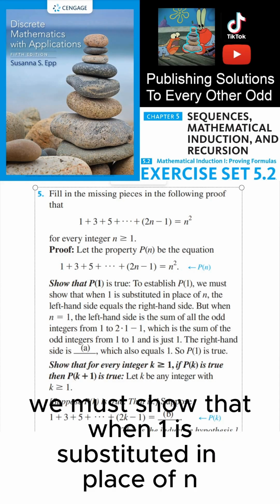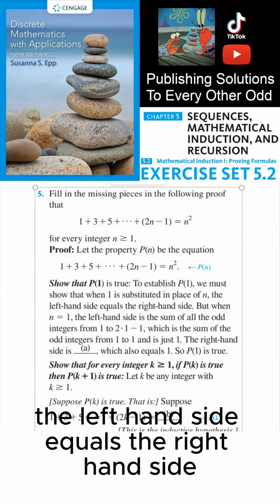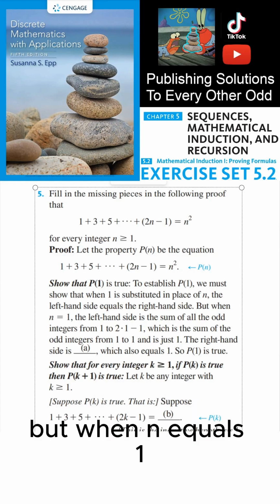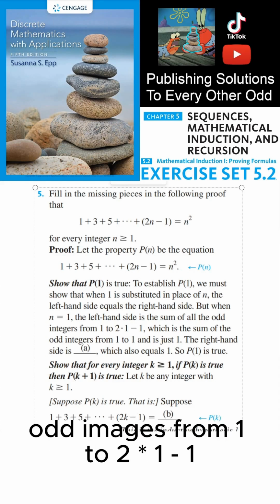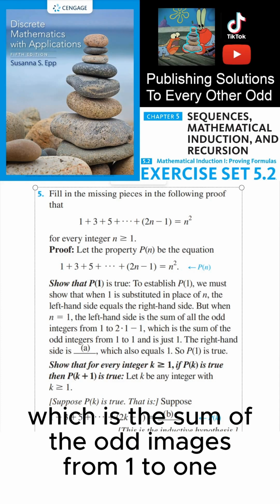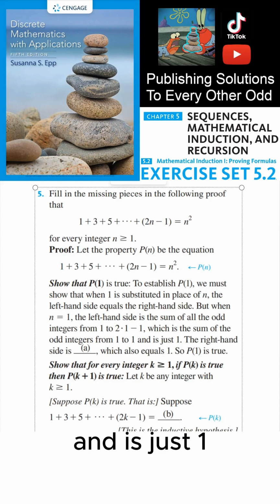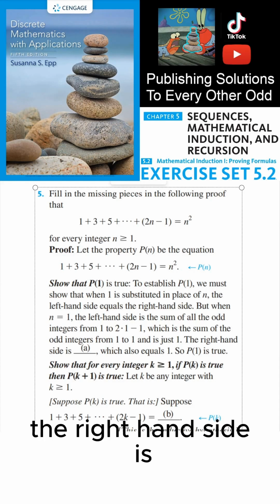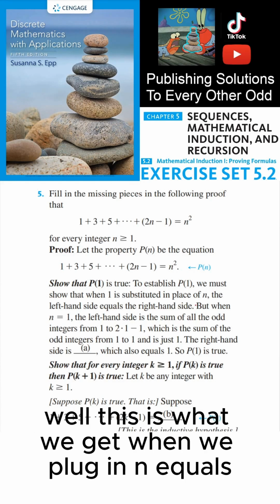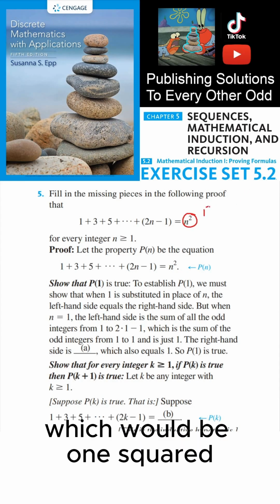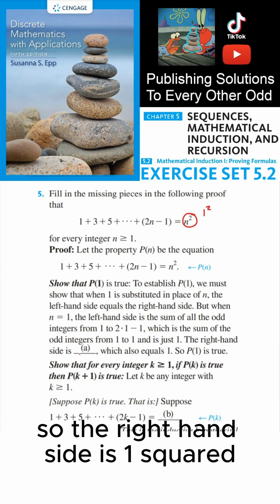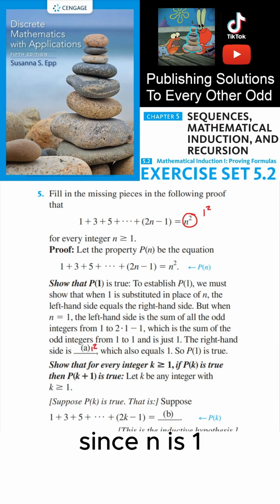To establish P of 1, we must show that when 1 is substituted in place of n, the left-hand side equals the right-hand side. When n equals 1, the left-hand side is the sum of all the odd integers from 1 to 2 times 1 minus 1, which is the sum of the odd integers from 1 to 1, and is just 1. The right-hand side is what we get when we plug n equals 1 into the right-hand side of our statement P of n, which would be 1 squared. So the right-hand side is 1 squared, since n is 1, which also equals 1. So P of 1 is true.